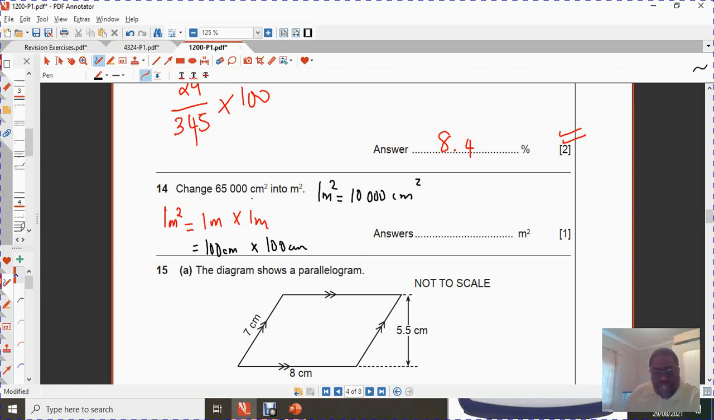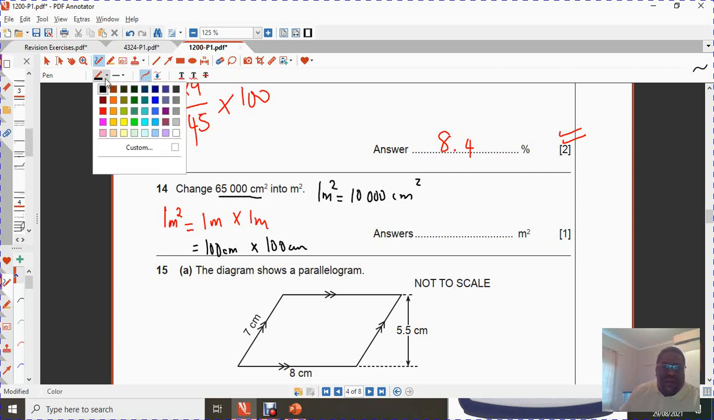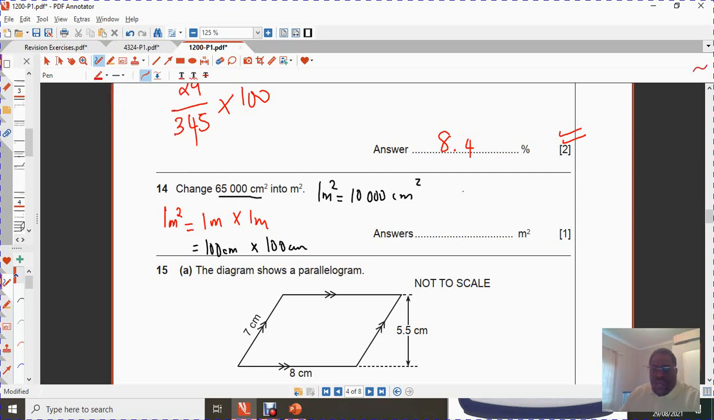So if you want to change 65,000 square centimeters into square meters, you'll have to divide that by 10,000. So you'll be saying 65,000 divided by 10,000. This is going to give me 6.5, which is the answer that we are requiring.